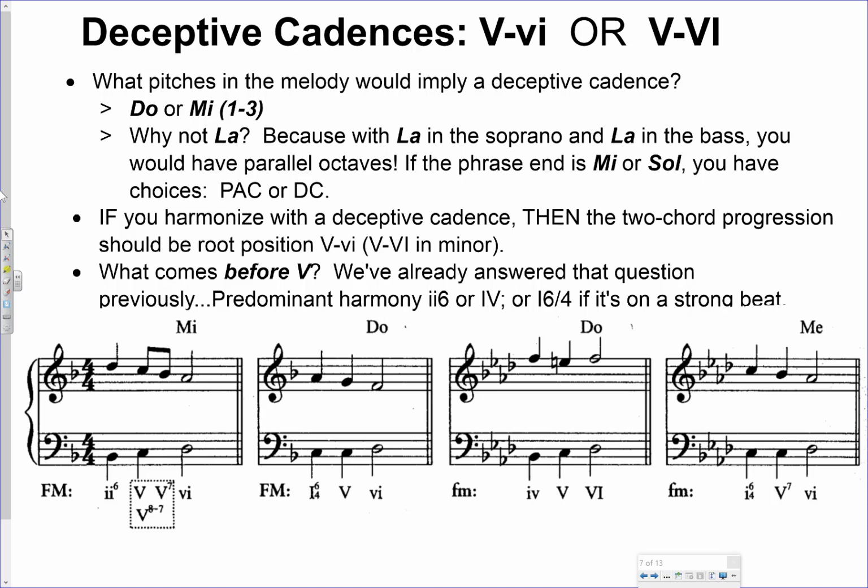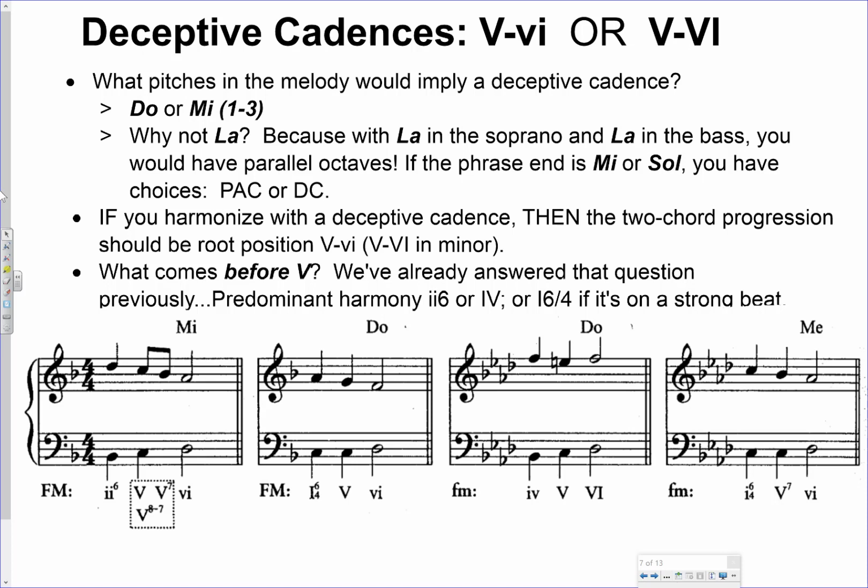Why not La? Because with La in the soprano and La in the bass, you would have parallel octaves. If the phrase end is Mi or Sol, you have some choices. You could supply a perfect authentic cadence or a deceptive cadence. If you choose to harmonize with a deceptive cadence, then the 2 chord progression should be root position 5 to 6.